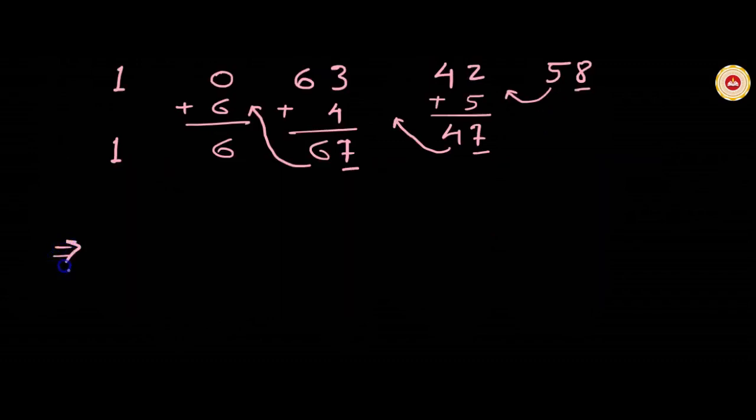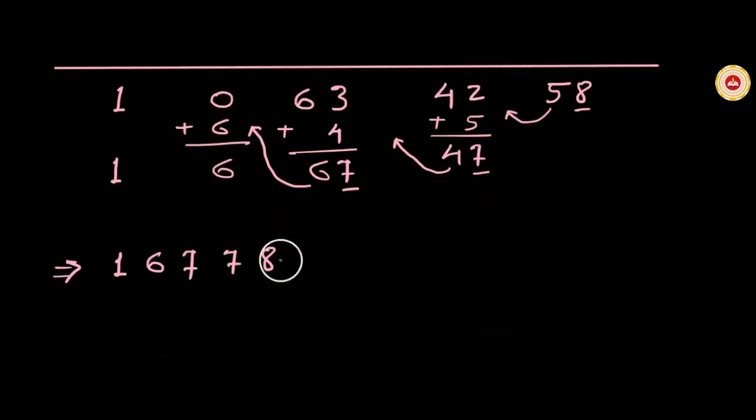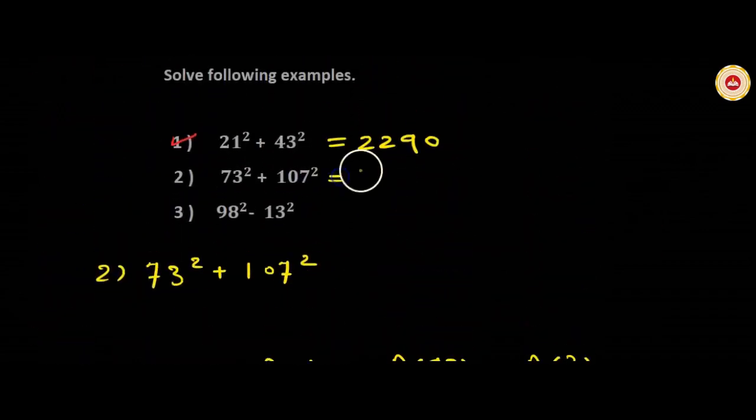So friends, let us write the answer. Write the leftmost part as it is, 1, write 6, write retained digit 7, write retained digit 7, write retained digit 8. Yes, 16778, that means 16,778 is the answer. So let us write the answer. 73 squared plus 107 squared is equal to 16,778.